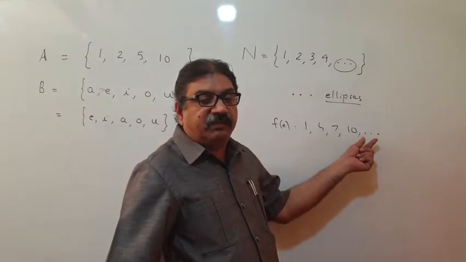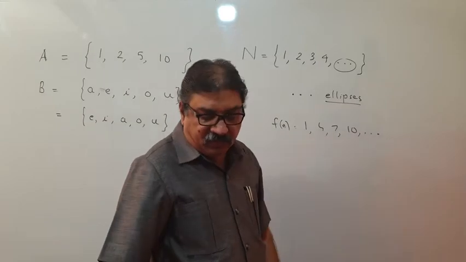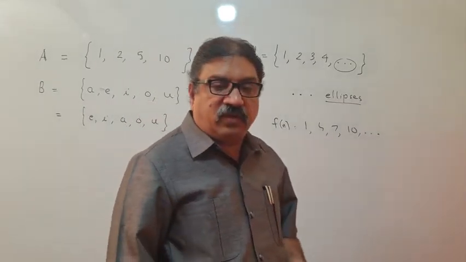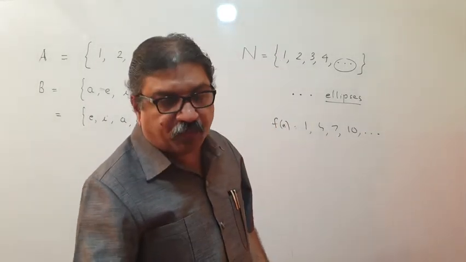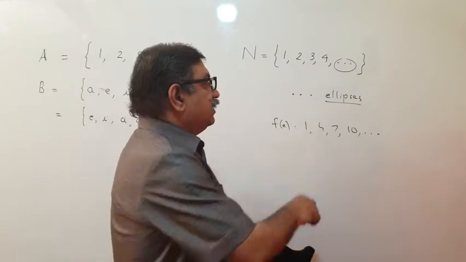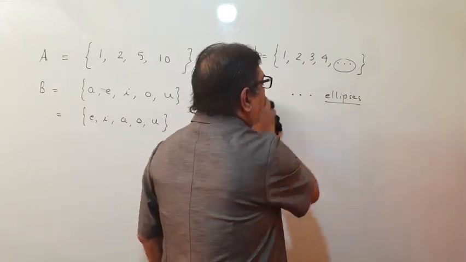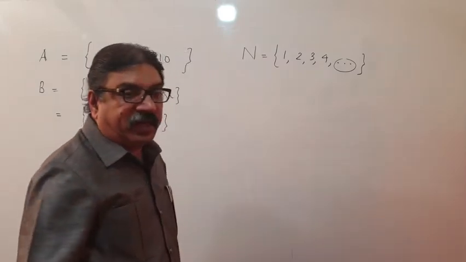This is a particular punctuation mark called ellipsis. So don't put 4 or 5 dots according to your wish. That will be wrong. Use the proper punctuation mark. This is the punctuation mark. Okay. So N is represented like this.